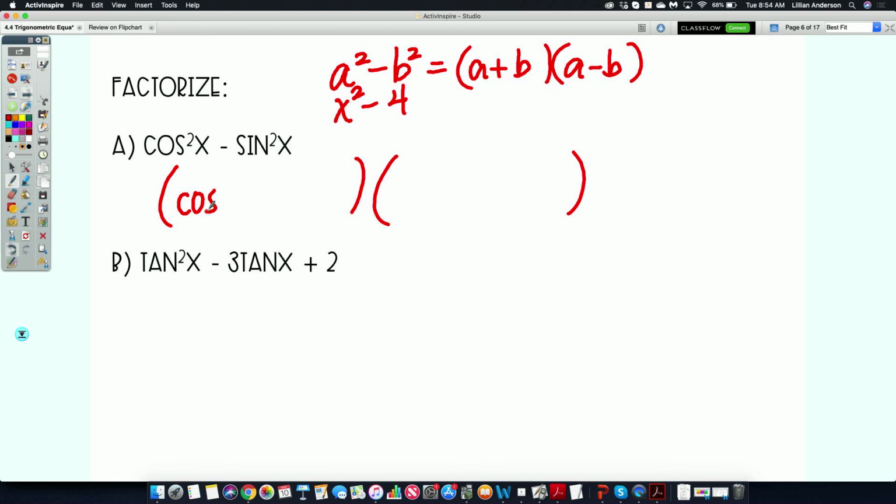Cosine x plus sine x, and then cosine x minus sine x. And you can't go any further from that, because cosine x plus sine x does not turn into 1. They have to be squared in order for it to turn into 1. So that's about as far as you can go up to this point. Of course, you can be asked to do several things from here, but knowing how to factor that is very important. What about B?